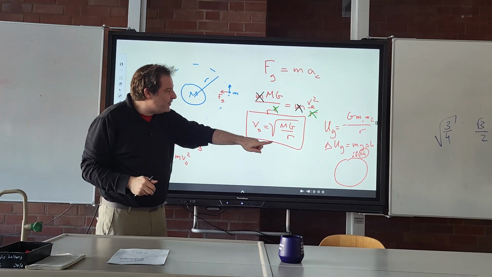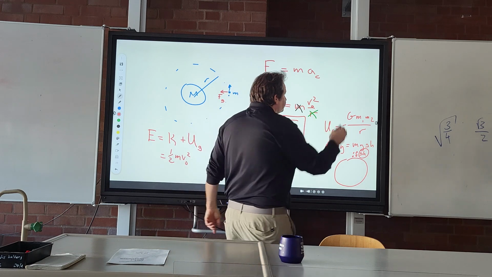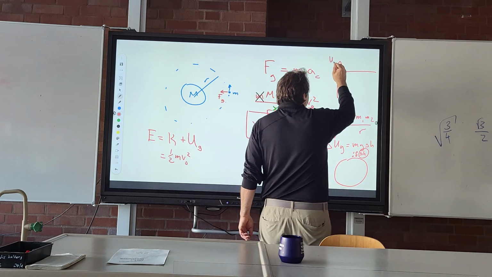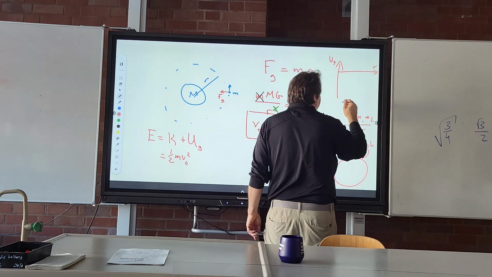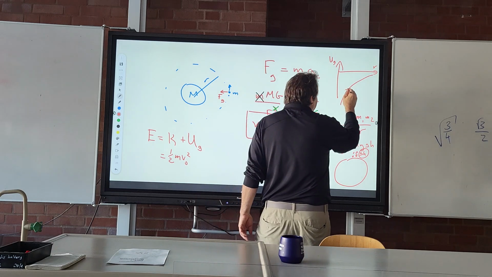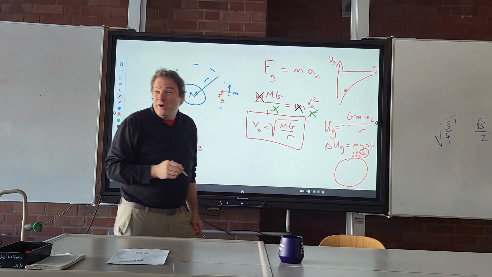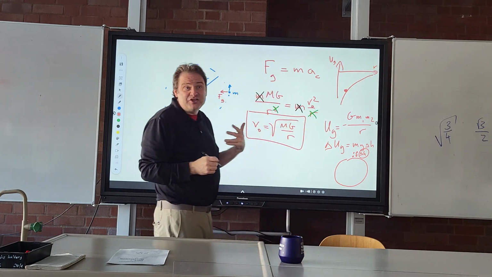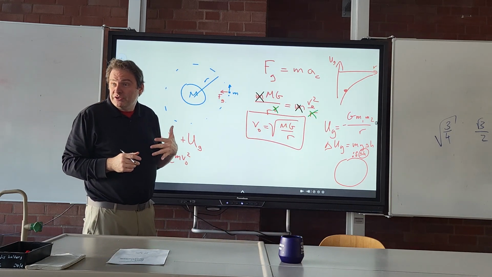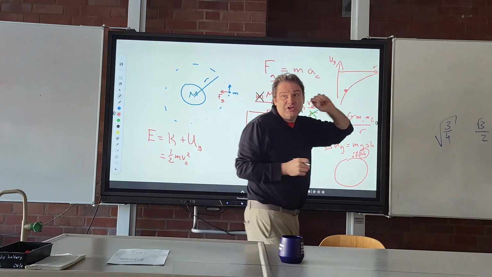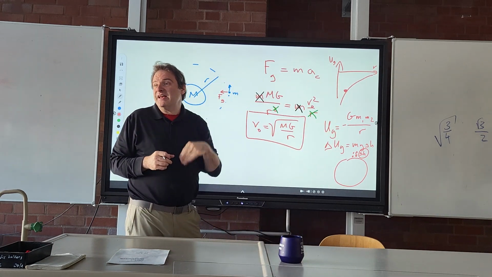Another way of thinking about that idea: if you think about a graph of this, U_G versus r, it kind of looks like that. So wherever it is, like here, to get it away, you'd have to push it uphill. That's a good analogy. You need to do work to get them away from each other. You have to give it energy to get it to 0 energy, so it has negative energy.